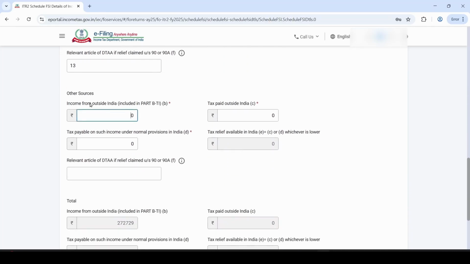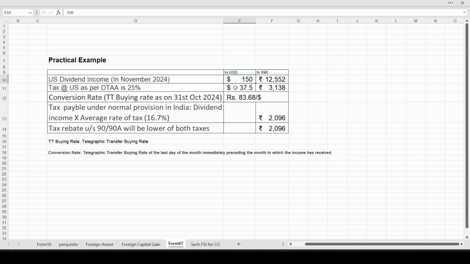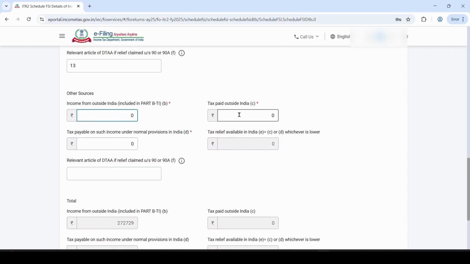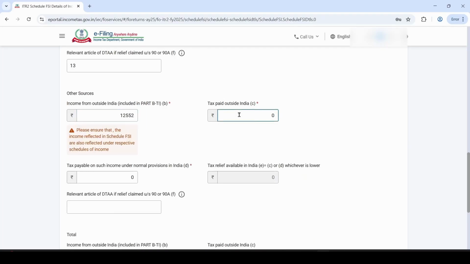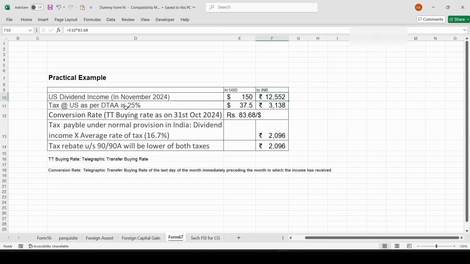Our foreign dividend income will come under head of other source. Dividend income from US is, as per our example, person received total dividend of $150 in month of November. In INR value is 12,552. Tax paid outside India: we have paid outside India 25% tax. In INR it will be 3,138.